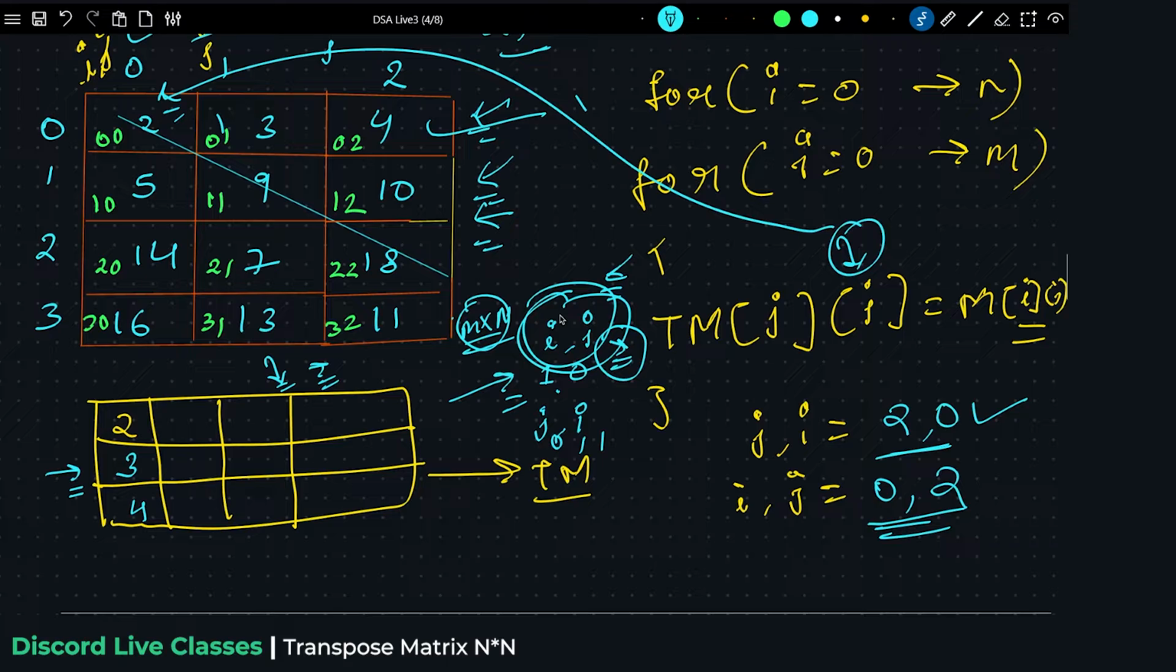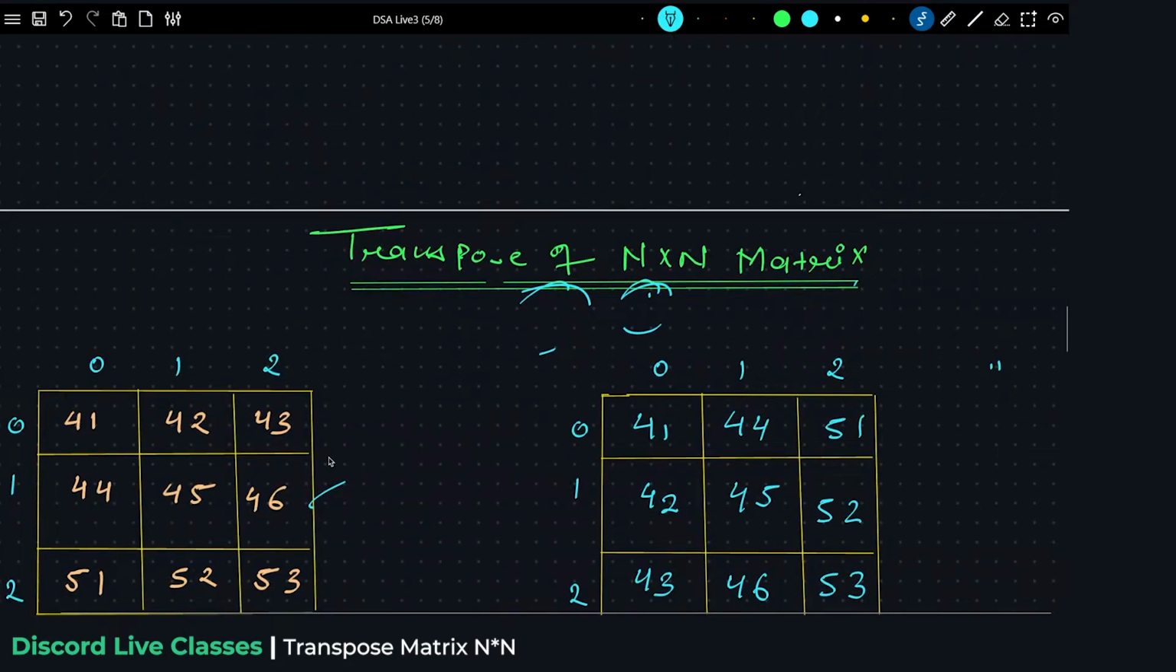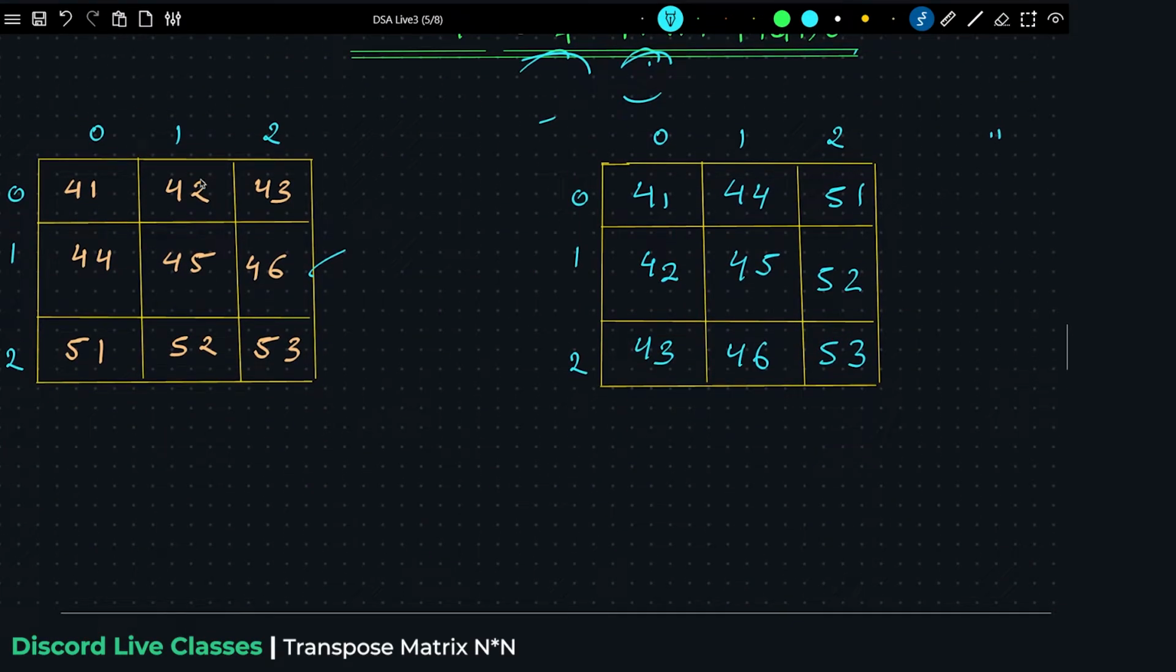Okay? If I want to find out the transpose, let me just show you here. This is our question. If we find out the matrix, let's say this is your matrix. What you need to do is swap the i comma j with j comma i. Let's say this is our m cross n main algorithm.